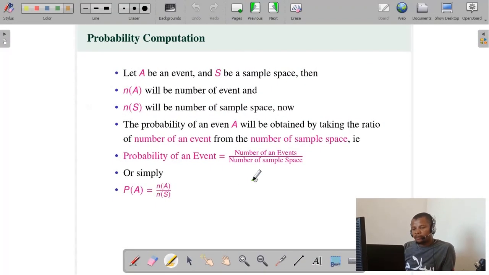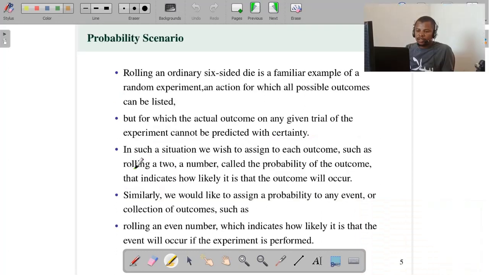After the probability experiment, what we need second is the sample space and the event. And we should know the number of elements in the sample space as well as the number in the event in order to compute the probability. Because simply, the probability of an event is the number of the event divided by the number of the sample space, as it is displayed here on our screen. So to move forward, we can have a simple scenario here.